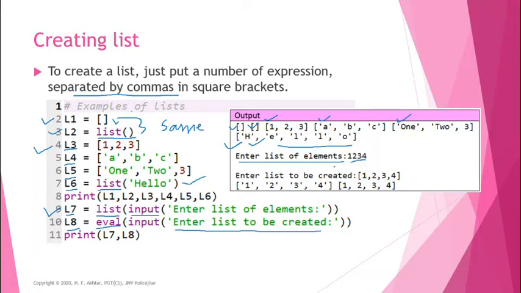See here, in the first we have given 1 2 3 4, just simple numbers, and in the second, for eval, we have given a list. We have entered it from the keyboard like a list.